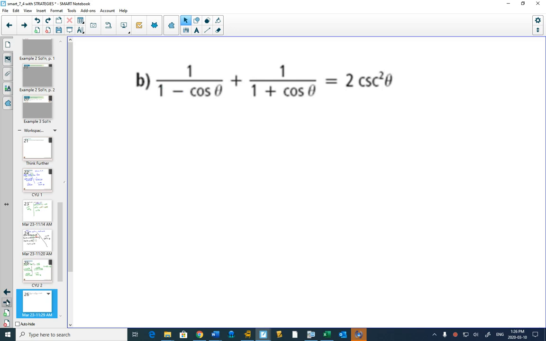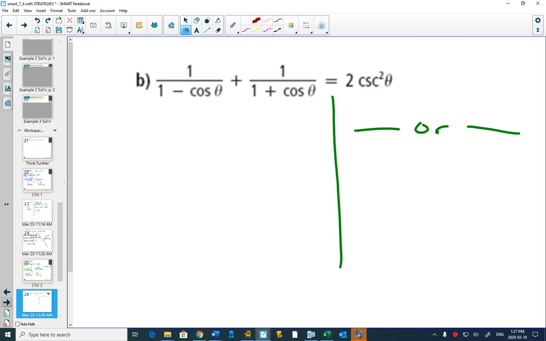Our second proof on this one. Looks like I'm going to change things to sine and cos. The reason this question is here is because the right-hand side provides a dilemma for people. They're like, what do I do with that 2? Should I change this to 1 over 2 sine squared theta, or should I keep it as 2 over sine squared theta?